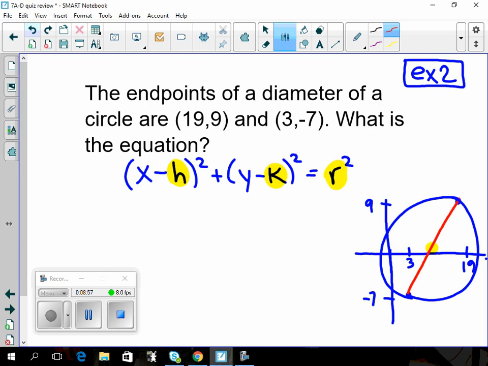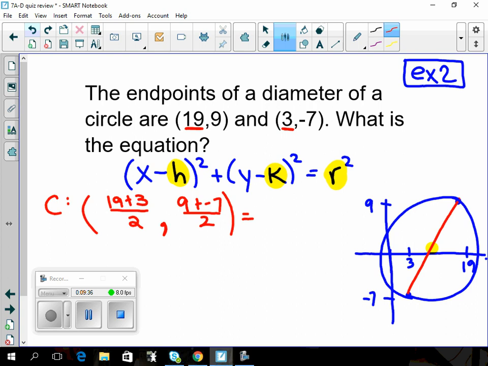Halfway between here and here. Do you agree? What's the formula for halfway? If I look at these two numbers, what's halfway between 19 and 3? How do I find the average or the middle between 19 and 3? Didn't we add them together and divide by 2? Remember our formula? So my center is: I take my x coordinates, add them, and divide by 2. And I take my y coordinates, and I add them and divide by 2.